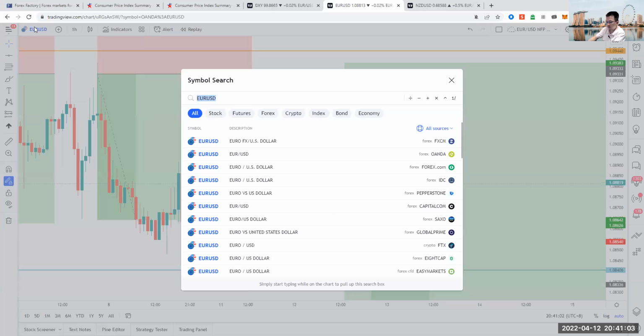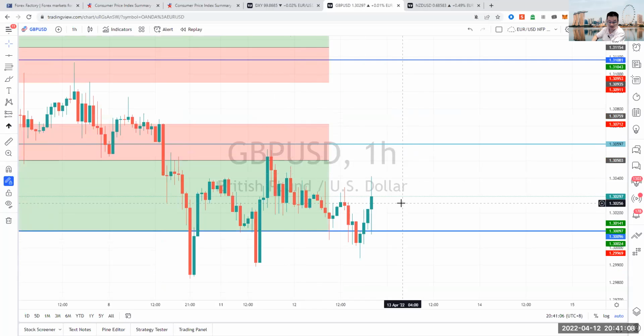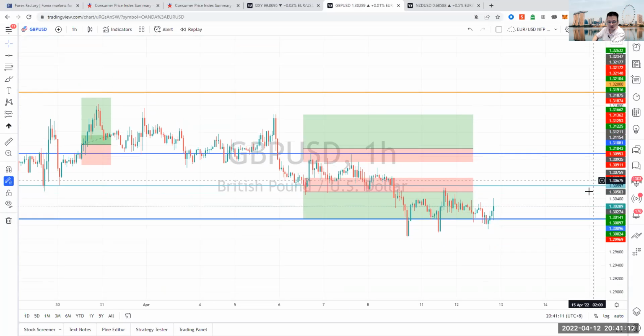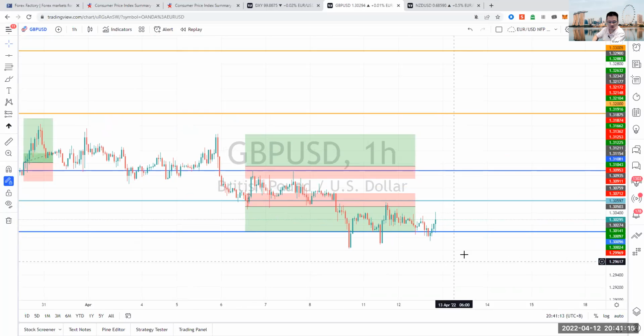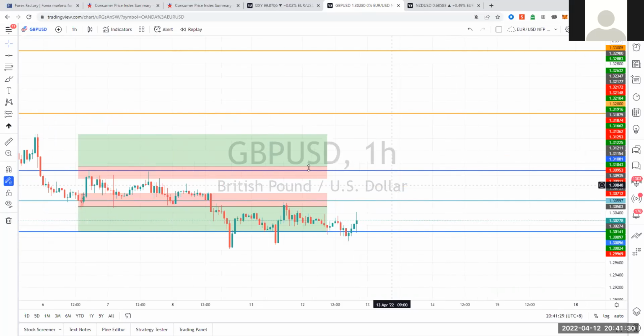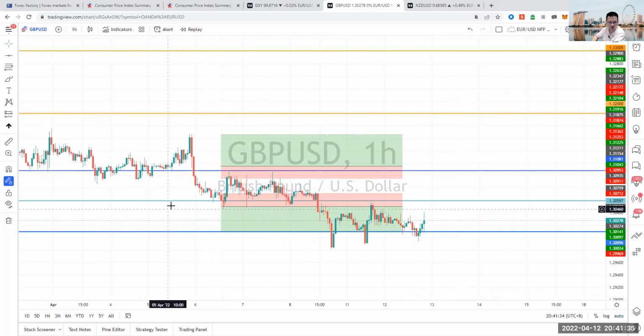Nope. Euro dollar, nothing. Pound dollar, for those of you who might want to take a bit of an adventurous trade, you could try to trade it up towards that 1.3059, 1.3060 level. That could be an opportunity there, a counter trend trade, but something that you would have to manage very closely.